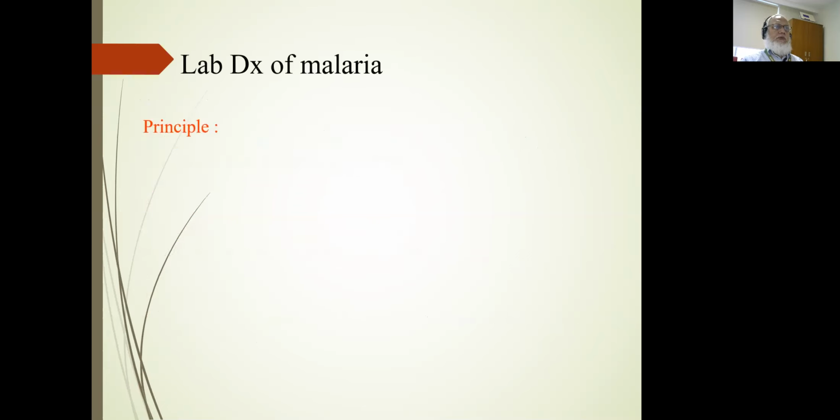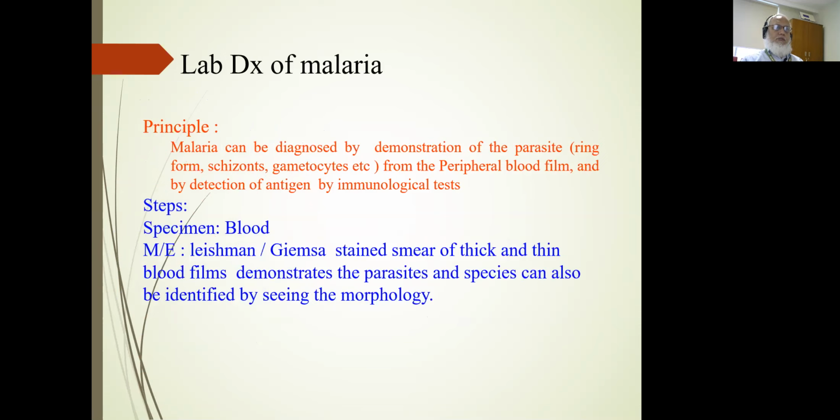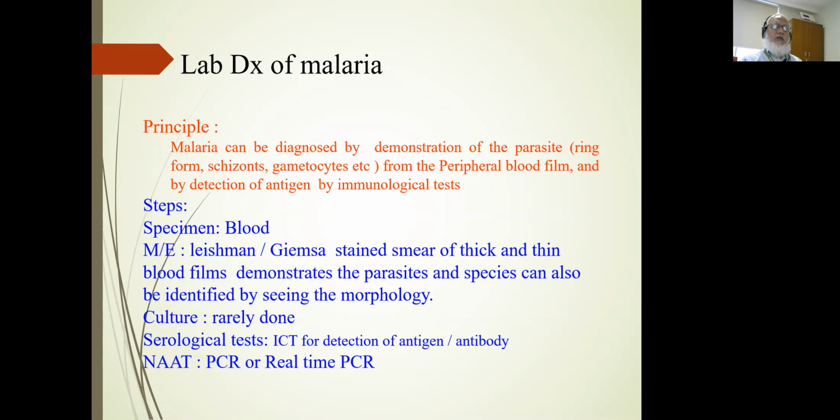Laboratory diagnosis of malaria. In principle, malaria can be diagnosed by demonstration of the parasite, that is ring form, schizont and gametocyte, etc., from the peripheral blood, and by detection of antigen or antibody by immunological tests. So you will have to take blood, stain it with Leishman or Giemsa, both thick and thin films, to demonstrate the parasite, and species can also be identified by seeing the morphology. Culture is rarely done, serological tests are popular, and PCR or real-time PCR and a special type of LAMP PCR are also available for laboratory diagnosis of malaria.